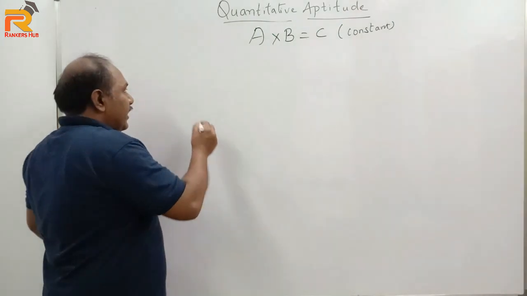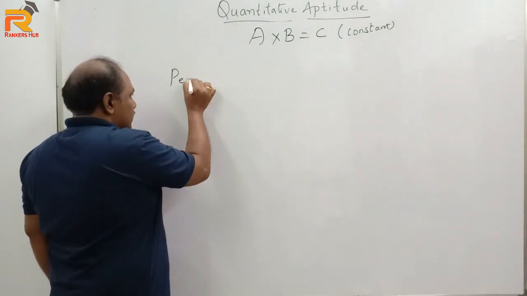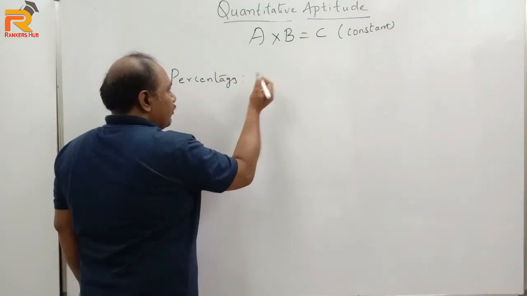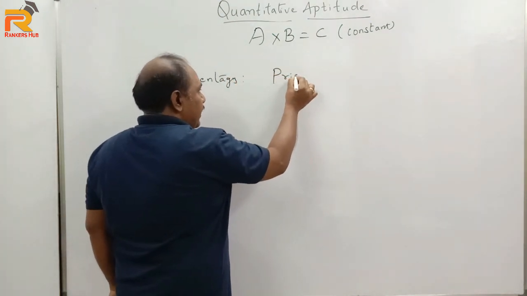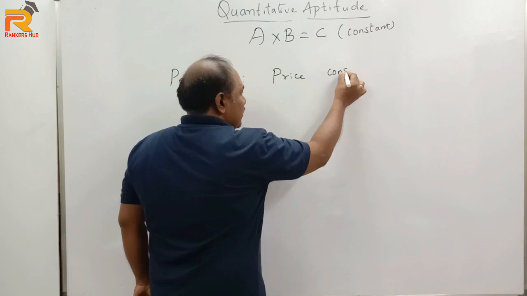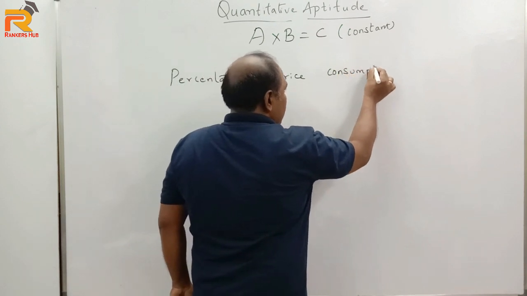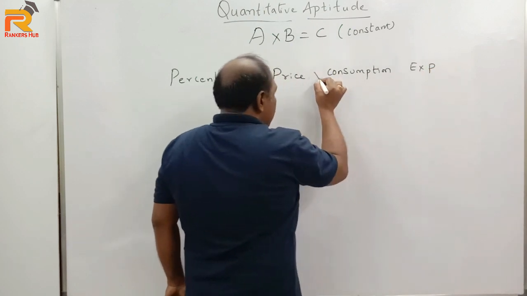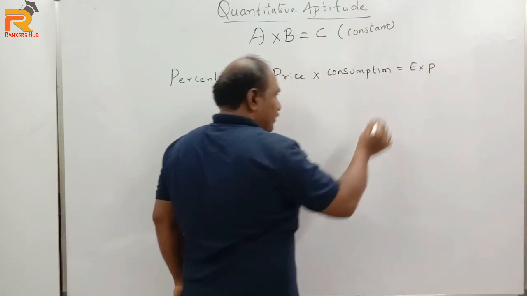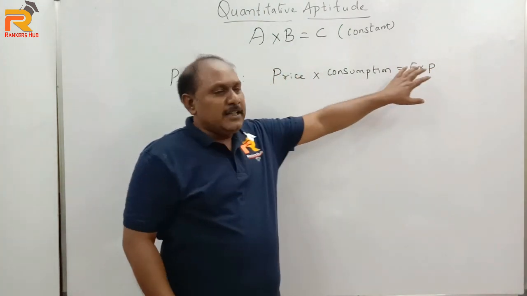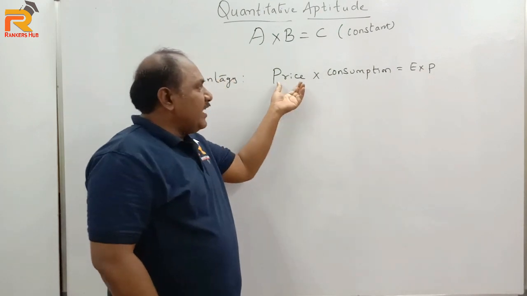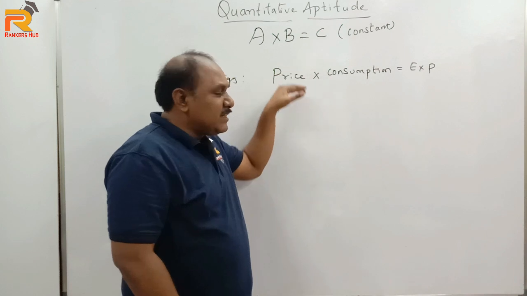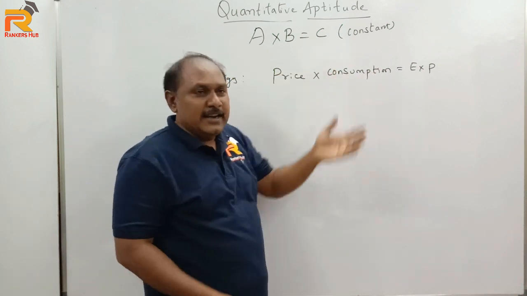Like if I take the concept called percentages. In percentages, we have problems related with price, consumption, and expenditure. We know that price into consumption is expenditure. So when expenditure is constant, if price increases, consumption will decrease. Or if price decreases, consumption will increase.